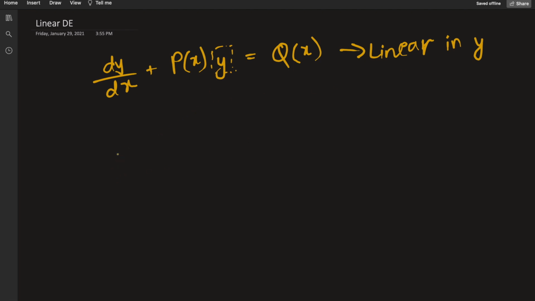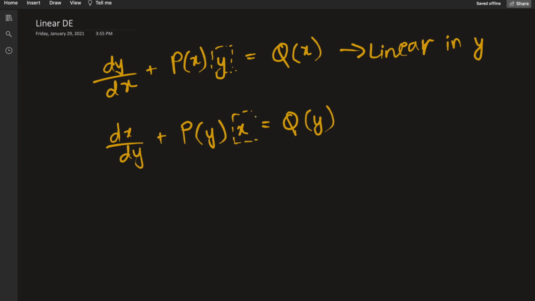What about linear in x? Differential equations of the form dx over dy plus some function of y this time times x is equal to some function of y. This is linear in x because now see there's a lone x over here.